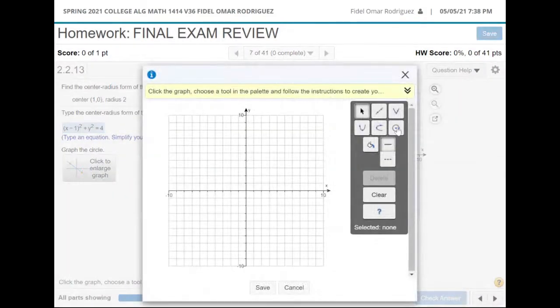Now I'm going to do my graph. Remember, I'm graphing a circle, so I'm going to click the little circle in here. First thing we do, notice what it says, plot the center of our circle. The center of my circle was (1, 0), right?